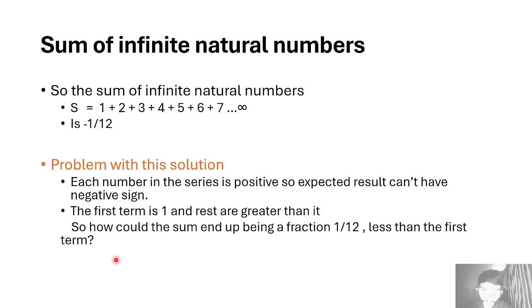Now for me, I want to pinpoint the problems in this solution. First thing is that the sum of infinite natural numbers is supposed to be at least positive, because we are summing up positive numbers. So the negative sign clearly adds up to absurdity, right? The second problem I have is that the first term is 1, the rest of the terms are greater than it. So how could we end up with some fraction? Now I don't know how we could end up with this fraction, but the major problem I see is at least the sign.